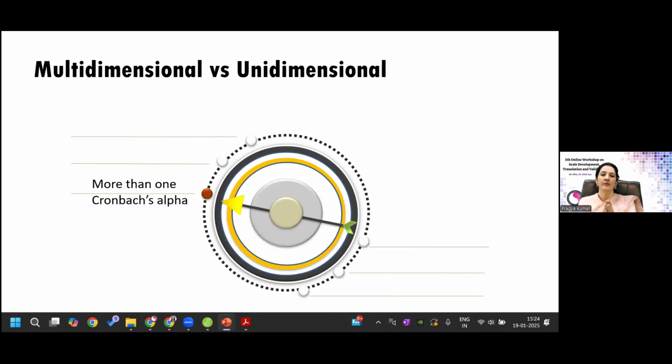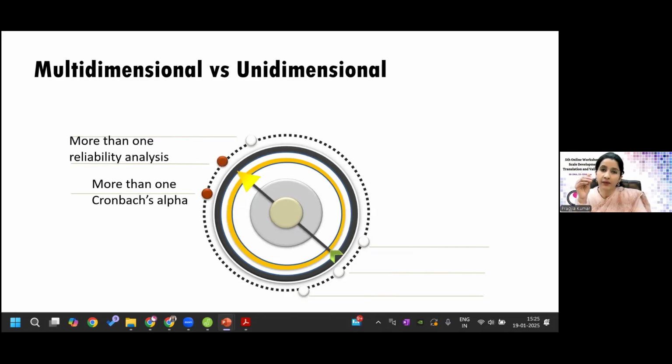If the scale is multidimensional, then for each dimension you have to calculate the alpha. Why? Because alpha is for a construct. In the case of quality of life, if there is a separate physical quality of life and environmental quality of life, you cannot report a single alpha. So you have to report that many alphas, one for each construct. So there will be more than one Cronbach alpha, and that's why more than one reliability analysis will be needed.